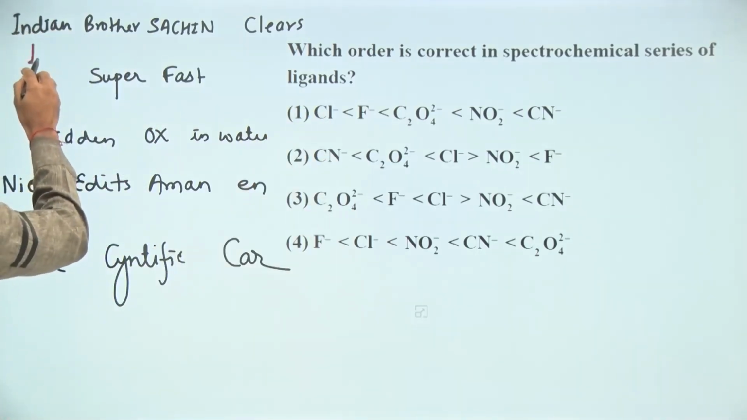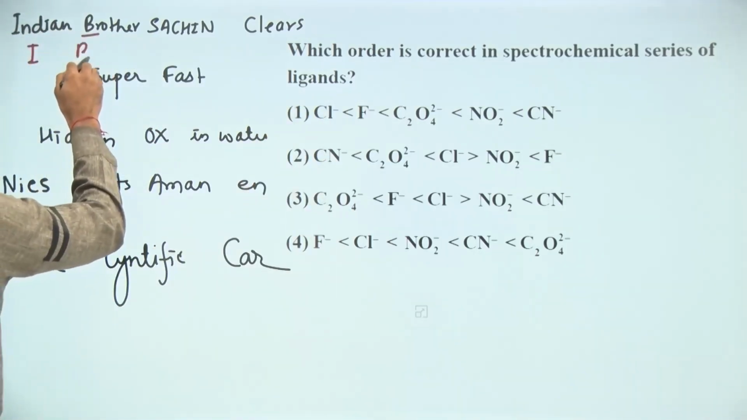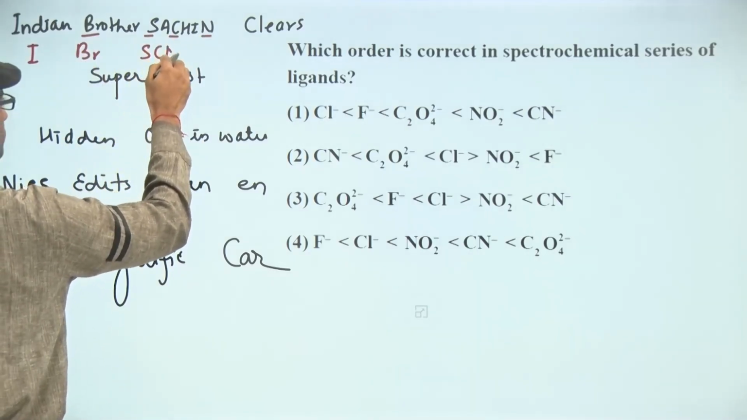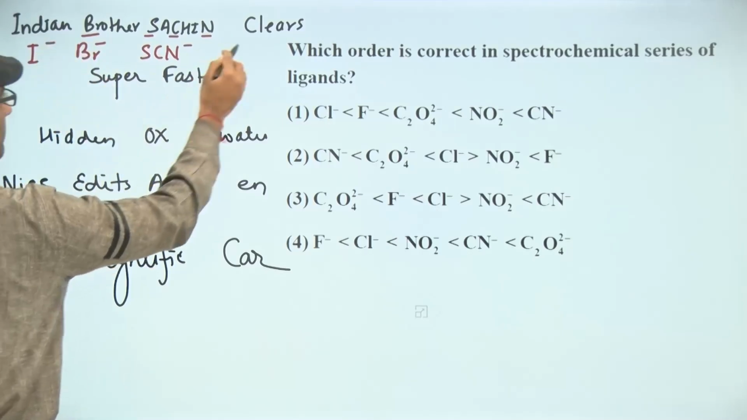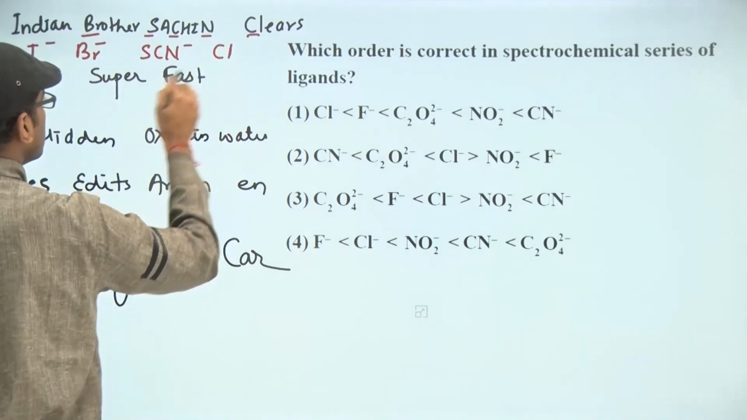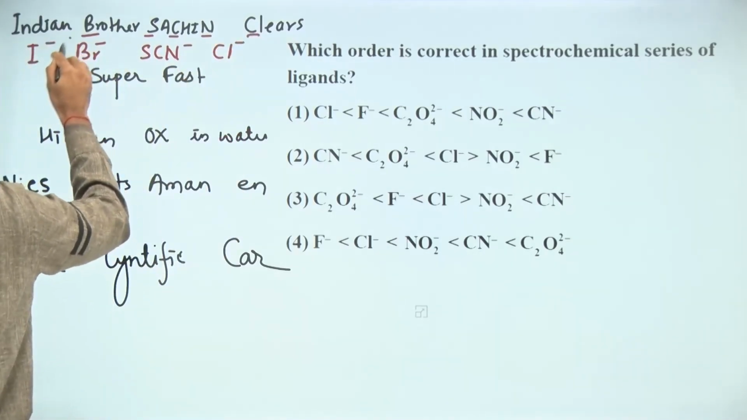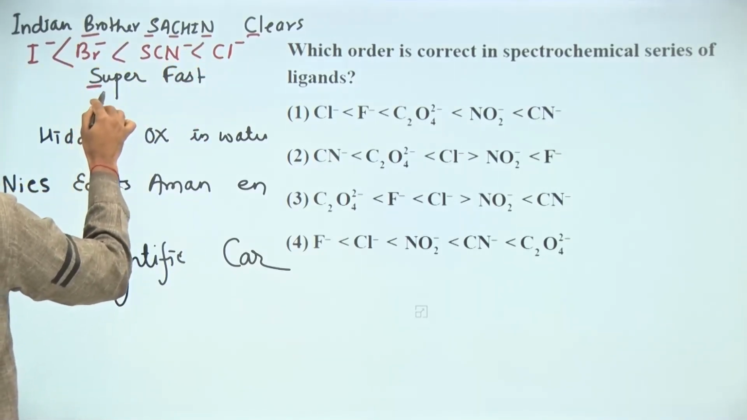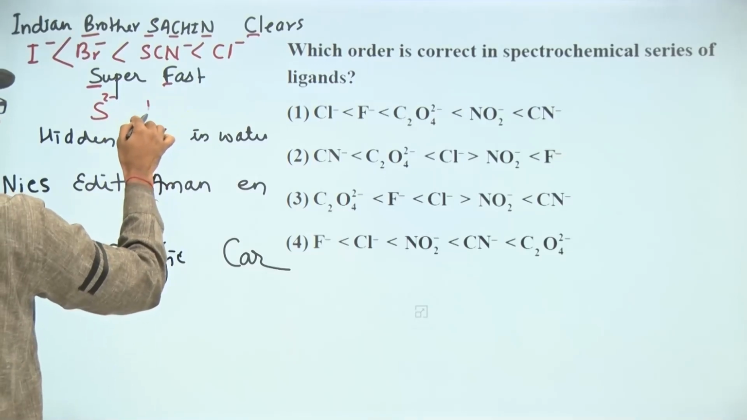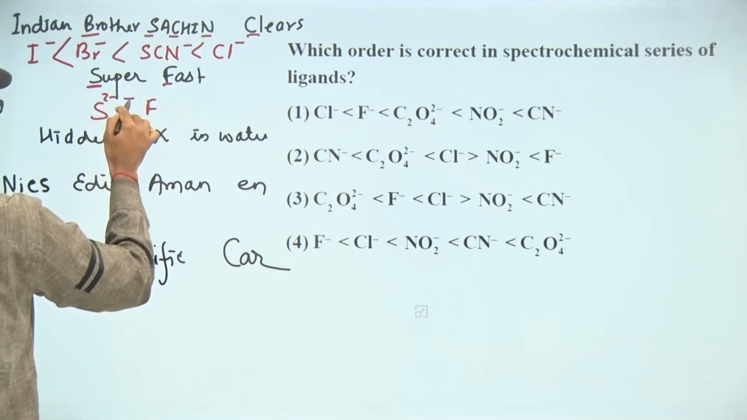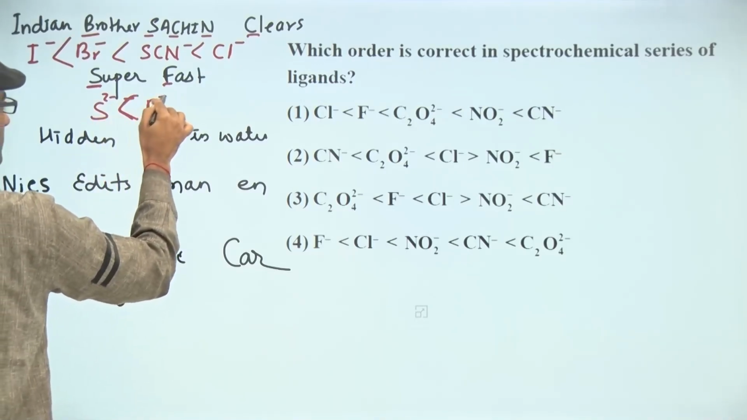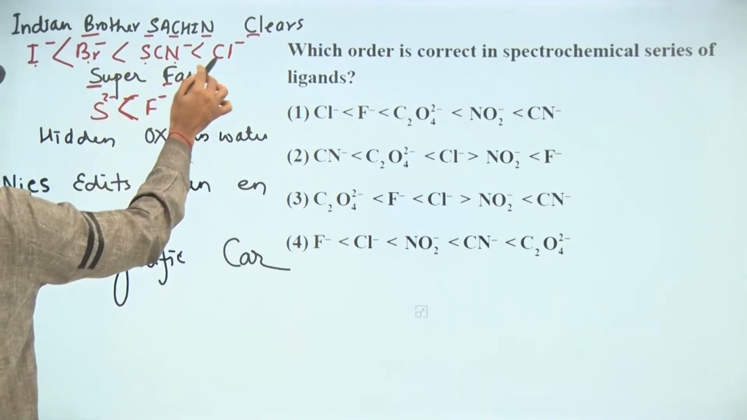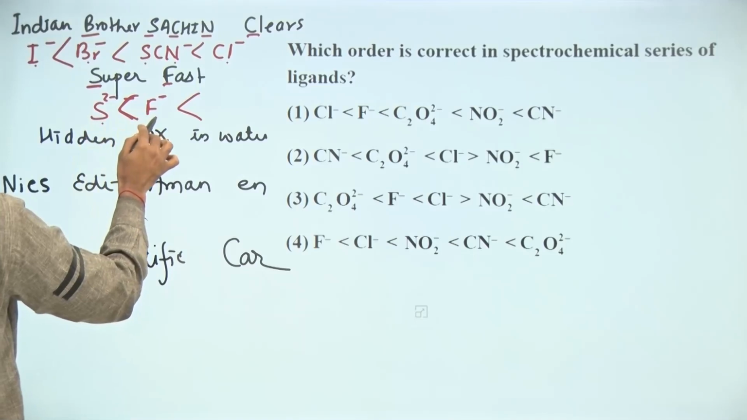Indian for the iodide, brother for the bromide, Sachin for SCN thiocyanato, clears for chlorido group. Super fast: super for sulfur, sulfide, fast for fluorine, fluoride. So this is the order: iodide, bromide, thiocyanato, chloride, sulfide, fluoride.